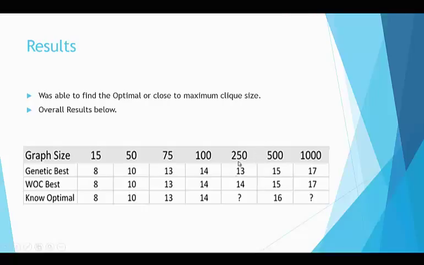For 250, the genetic best was only 13, but the wisdom of the crowd's algorithm improved upon that, being 14. For 500, I believe 16 is the known optimal. It was able to find 15 and 15. And then for 1000, the biggest clique that was found was 17 and 17.